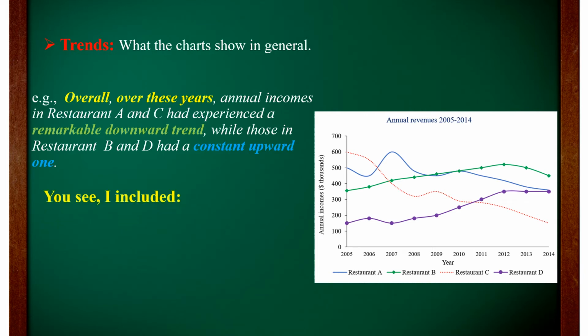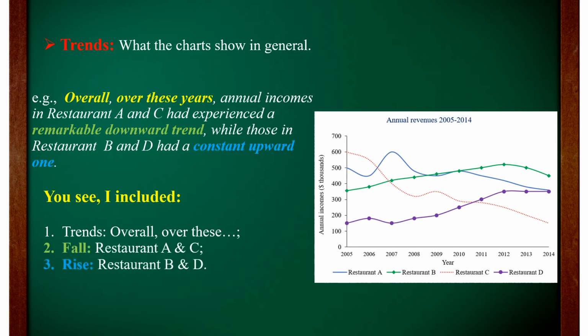Look, I firstly use the opening overall and over this year to cover what's going on with the chart in general. Then I presented two different groups, the decreasing trend in restaurant A and C and the rising trend in restaurant B and D. This is such a well-rounded coverage because it covers an entire image of the chart over the years.